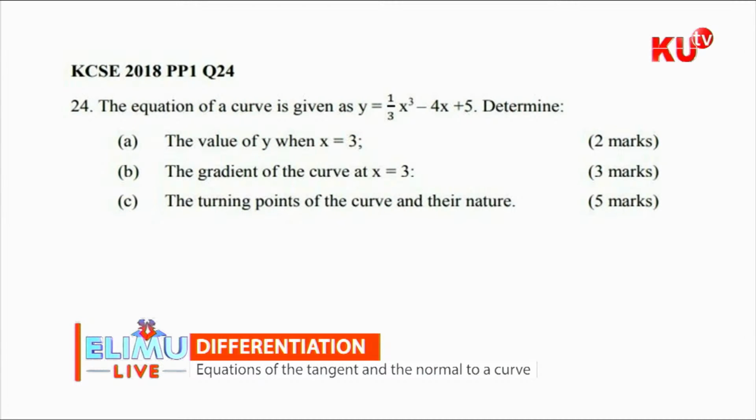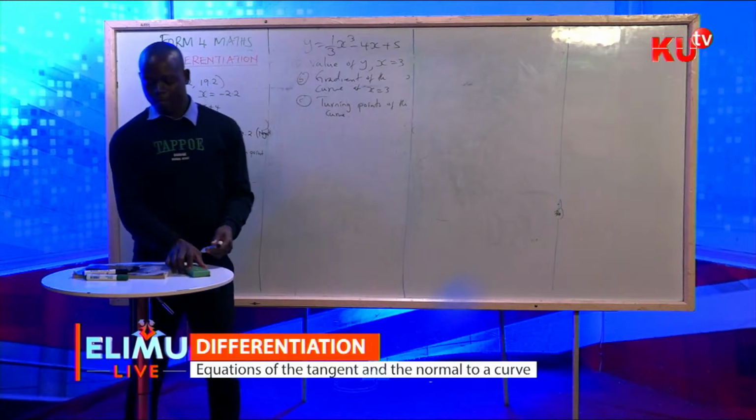Number 2, they were asked to determine the gradient of the curve at x is equals to 3. And lastly, they were asked to find the turning points of the curve. Those were the questions in the KCSE 2018 from this concept that we've discussed today. So let's make a review together, students, so that we see how this question ought to be worked out. Let's work it together.